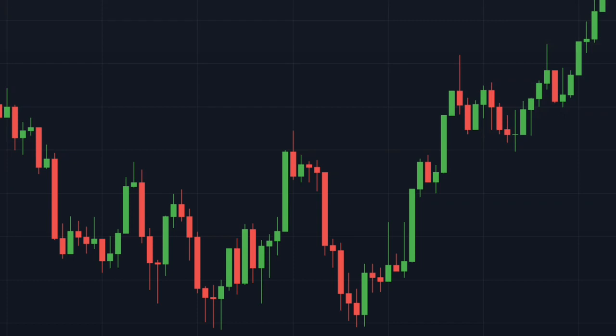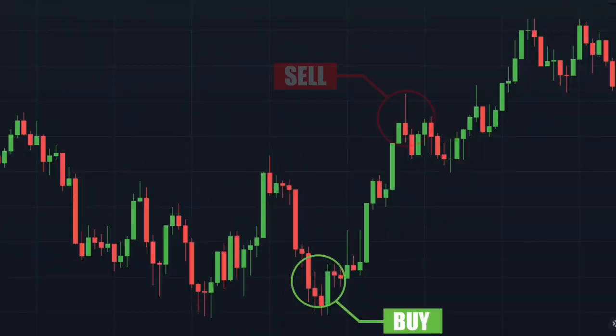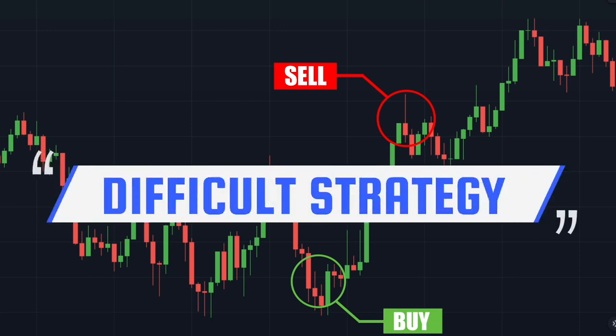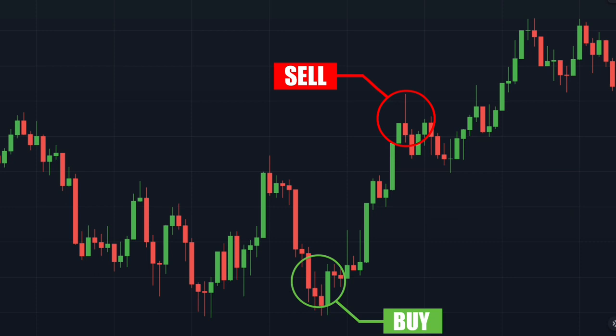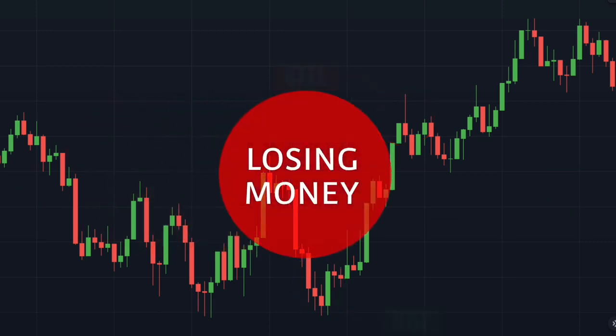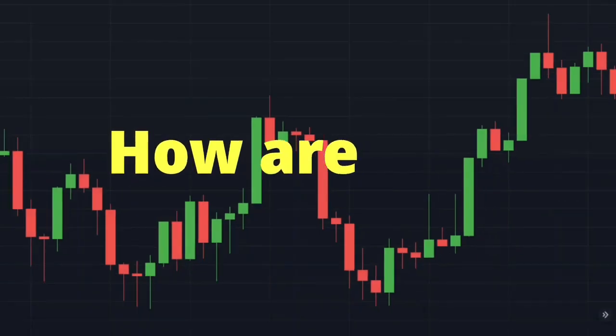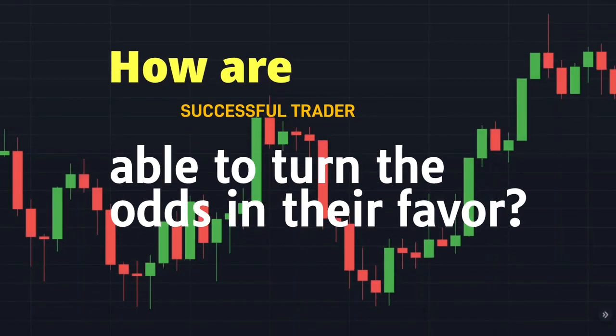Hello traders, you've probably heard the expression buy low and sell high. It sounds simple enough, but it is one of the most difficult trading strategies because the bottoms and tops are very difficult to predict. Nevertheless, many new traders attempt to do so and end up losing money. So what do professional traders do differently? How are successful traders able to turn the odds in their favor?